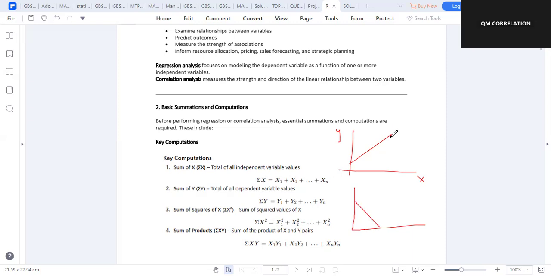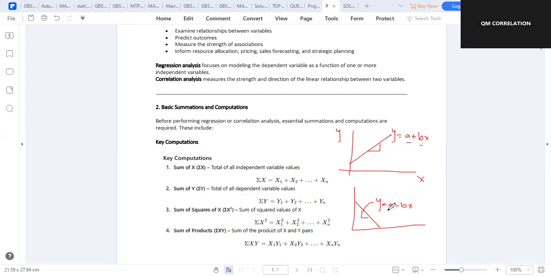To calculate the regression equation, which is given by Y equals A plus BX, we use plus BX because the slope is upsloping. This is our regression equation. Or if the slope is negative, our regression equation is given by Y equals A minus BX. To calculate this, we need to understand how to find A and B.